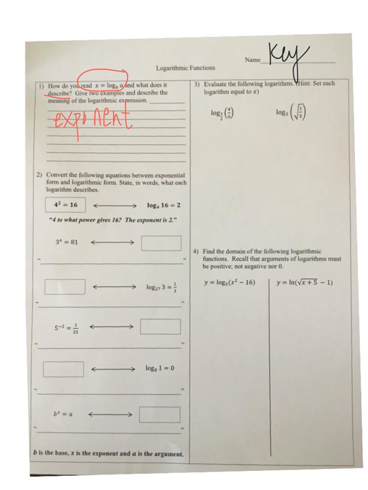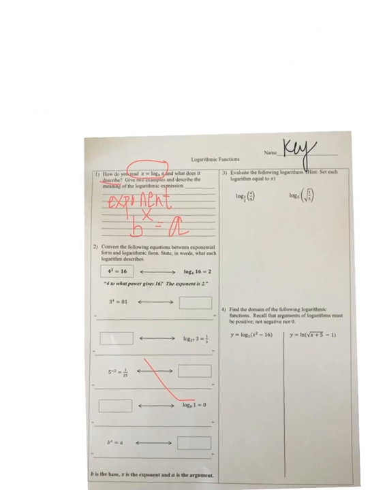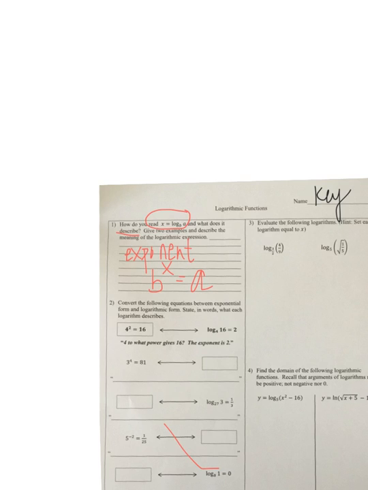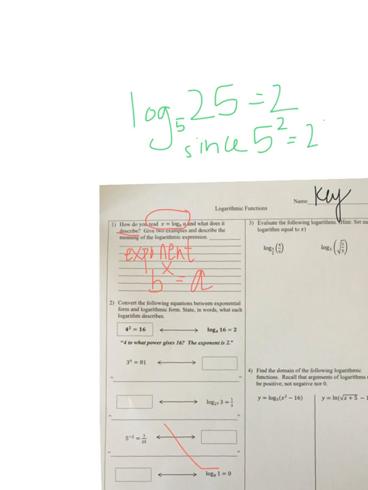And so we're looking at this, meaning a base of b to that power x will equal a, which is the argument. So, for example, if you wanted to see an example of that, we have that log base 5 of 25 will be equal to 2, since 5 to the second power equals 25.